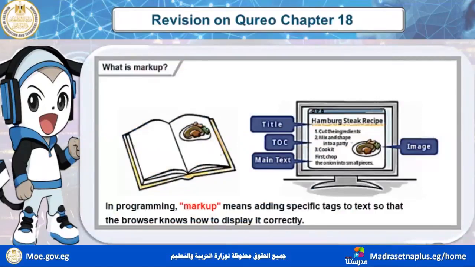What is markup? We called HTML a markup language. In programming, markup means adding specific tags to text so that the browser knows how to display it correctly.